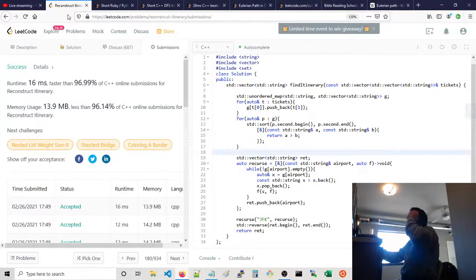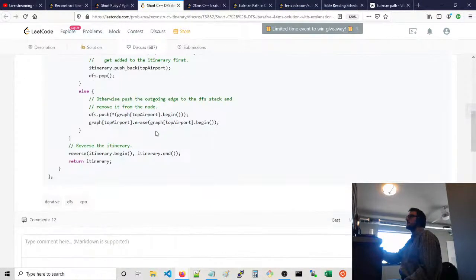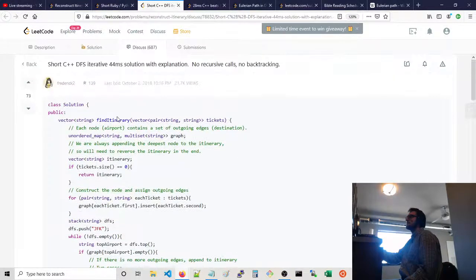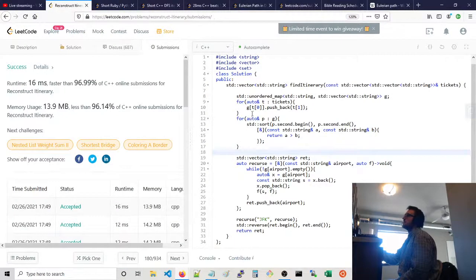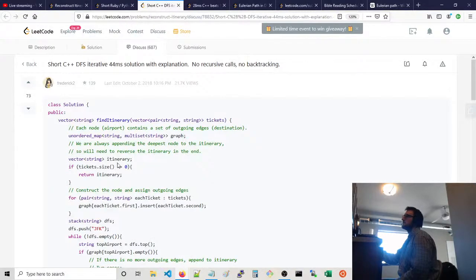So anyway, that's probably enough. Do you really need to know more than that about this question? Short, 44 milliseconds, no recursive calls, no backtracking. By the way, you could do this iteratively by using a stack instead of all these calls. Doesn't really matter that much.